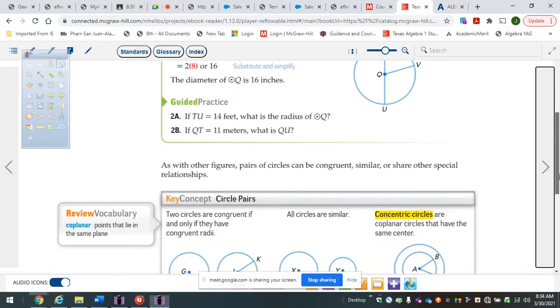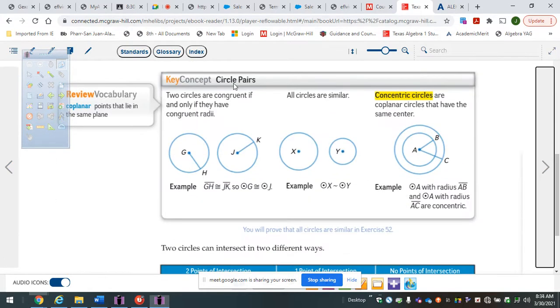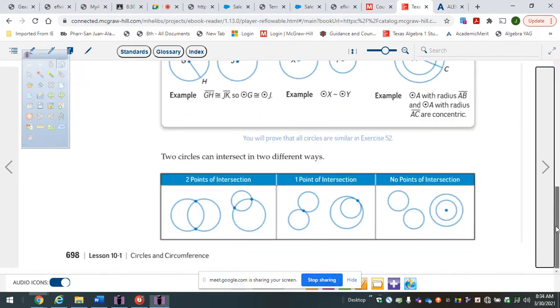Let me see what else. We talked about circles. If they have congruent radii, then the circles are congruent. All circles are similar. I think I gave you one of these in your homework for today. And concentric circles share the same center on a flat plane. Two circles can intersect in 2 places, they can intersect at 1 place, or they don't have to intersect at all.